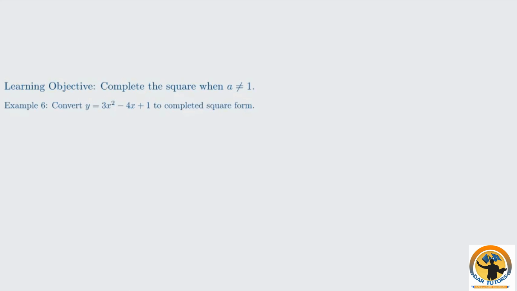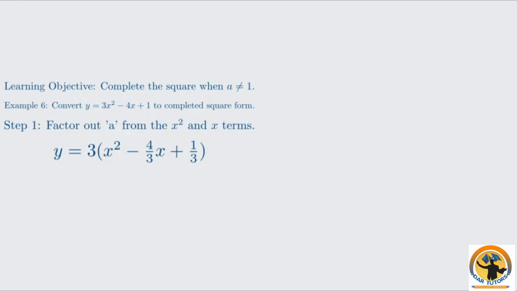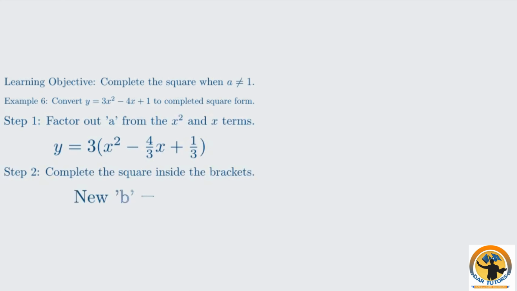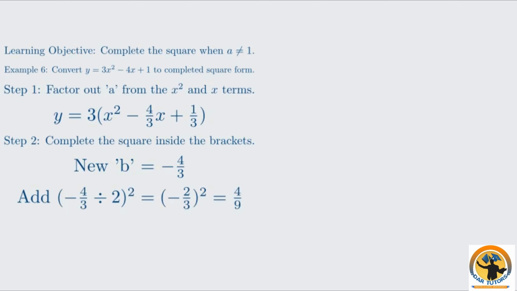Let's work with the quadratic y equals 3x squared minus 4x plus 1. The first step is to factor out the coefficient a, which is 3, from the x squared and x terms. This leaves us with 3 times the quantity x squared minus 4 over 3 x plus 1. Now, we focus on completing the square inside the brackets. Our new b is -4 over 3.